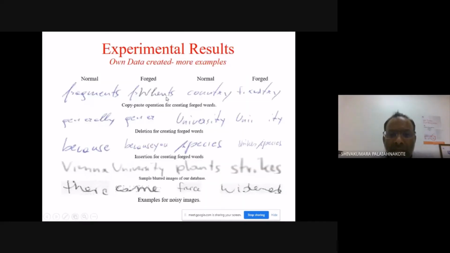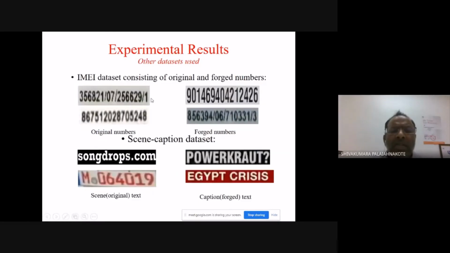See, this is actually handwriting. So we are trying to show our method is robust, which will work even for printed numbers in images. And even this, see, this is actually scene text and caption text. Scene text, of course, you may not know this one. Maybe if you know the video, then you can understand what scene text and caption text are. Scene text is actually part of the image.